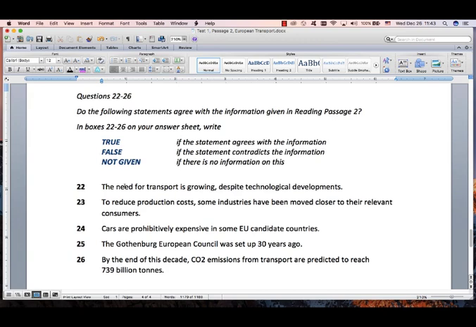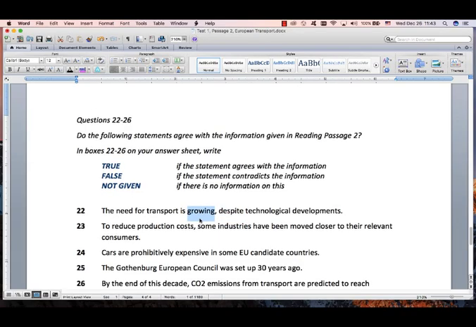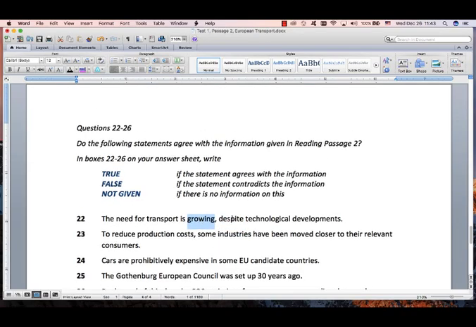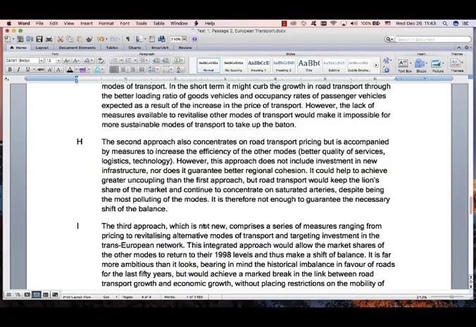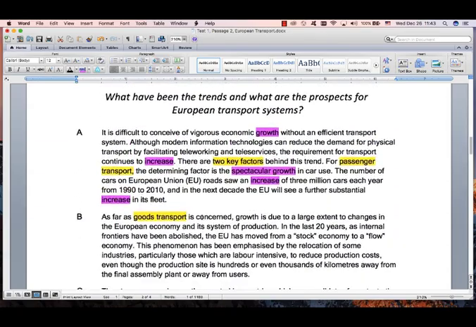What's our target language in this? The need for transport is growing. I would say it's that. Is it growing or is it not growing? Be careful of this. This could be target language. It could be despite something else. But I think I'm going to focus on that. Let's take a look. Despite technological developments. Despite is a very good word to know. So we know that it's growing.